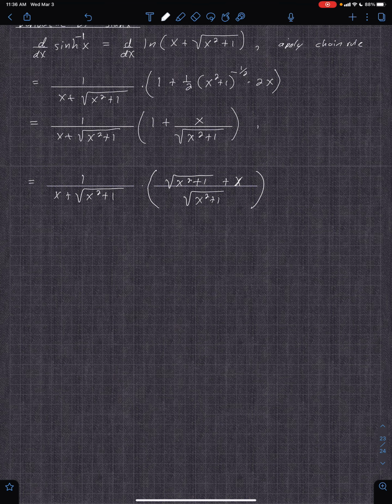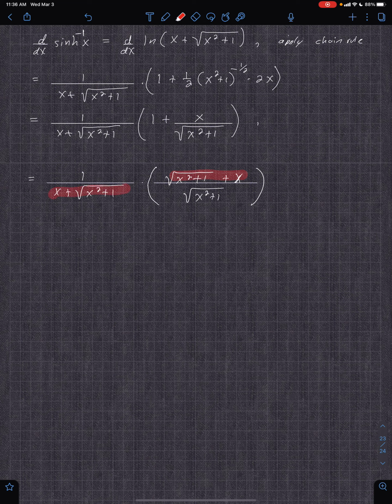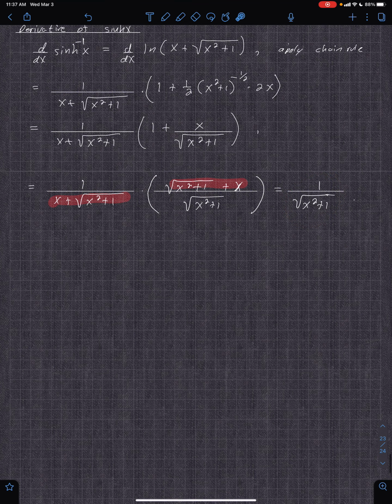Like that. Now check out what just happened. This is what's kind of cool about it. Look, this and this are the same. So the whole thing's gone. So that's just equal to 1 over the square root of x squared plus 1. No need to rationalize or anything. I mean, you would just get root x squared plus 1 over x squared plus 1. So it's actually in some ways more complicated if you try to rationalize. So that is the derivative of sinh inverse x.